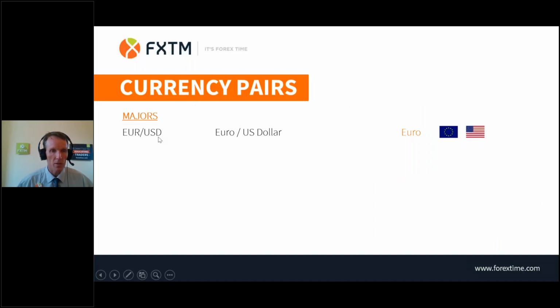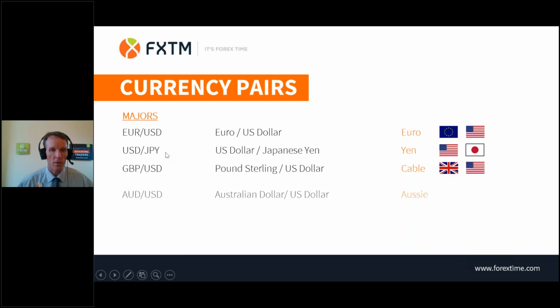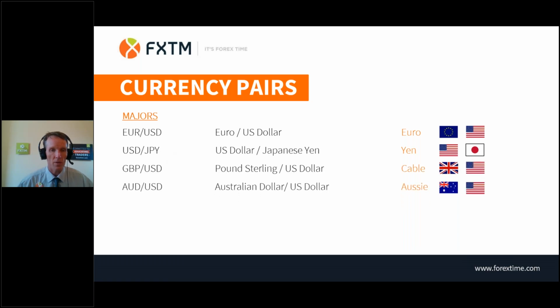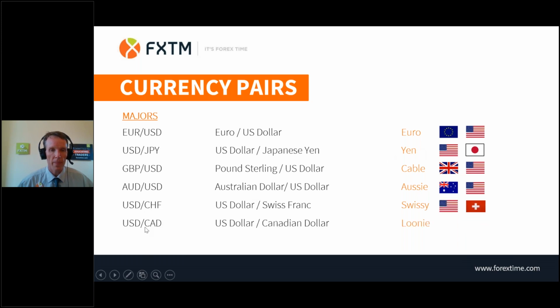So these are the majors, the major economies in the world. Euro USD, the Euro Yen. These are the strongest economies in the world. Aussie dollar. They've got some nicknames: the Euro, the Yen, Cable, Aussie, Swissy for the USD Swiss franc, USD Canadian dollar, Loonie, and the New Zealand dollar against the US dollar, Kiwi. Right, so these are the majors.